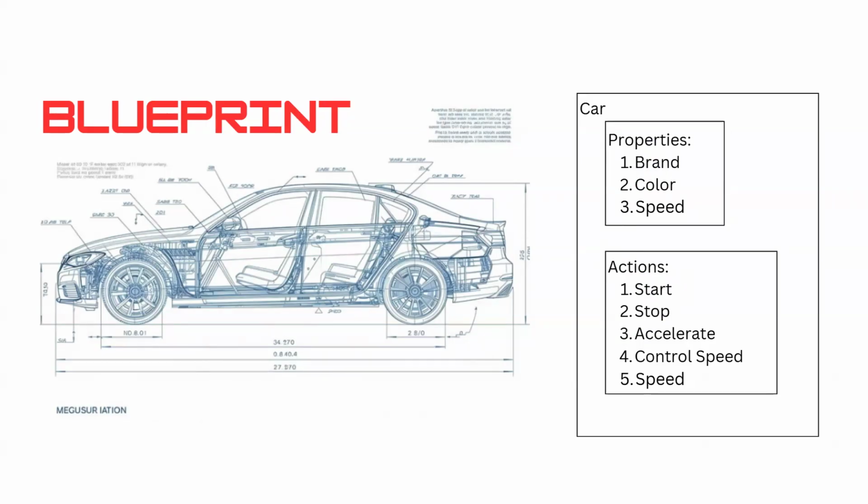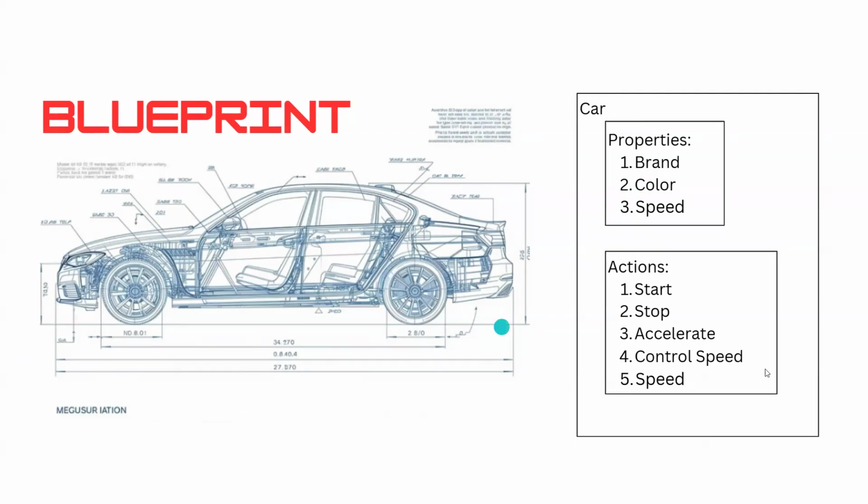So the flow looks like this. It's a real world car, create a blueprint, convert the blueprint to a class, and use the class to create real car objects in the code. Each object created from that class represents a real instance of your own car with its own color, speed, and brand. And also, it will have its own behavior.